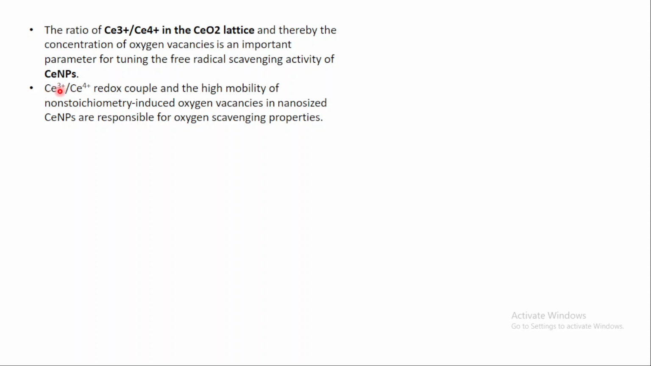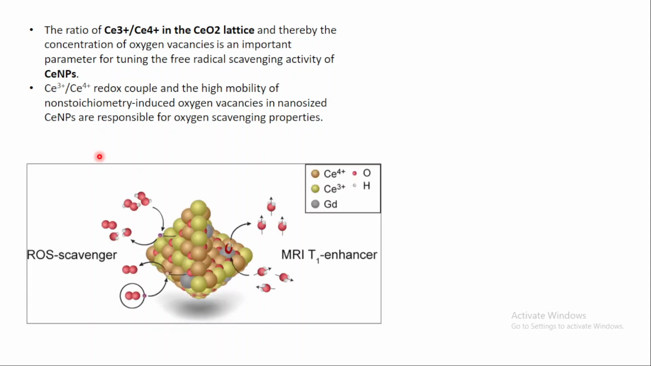Let's say two molecules of Ce3+ get converted into two molecules of Ce4+. Now the total amount of Ce3+ ions will be less by two molecules, and Ce4+ will be more by two molecules. That is talking here about non-stoichiometry induced oxygen vacancies. When these conversions happen due to redox couple reactions, this will induce non-stoichiometry induced oxygen vacancies, and those vacancies are responsible for the oxygen scavenging properties of cerium oxide nanoparticles.